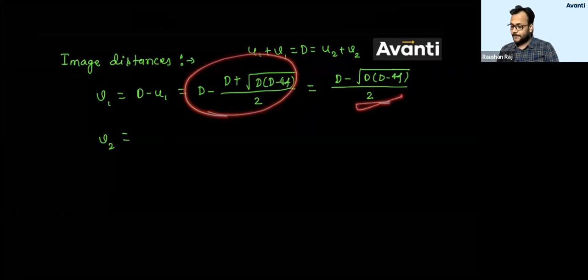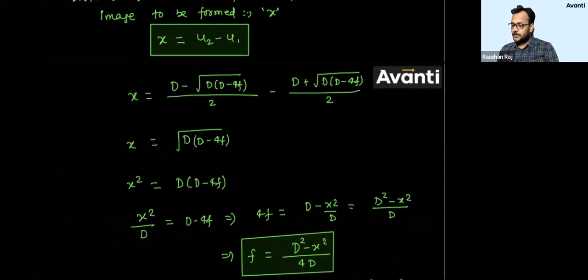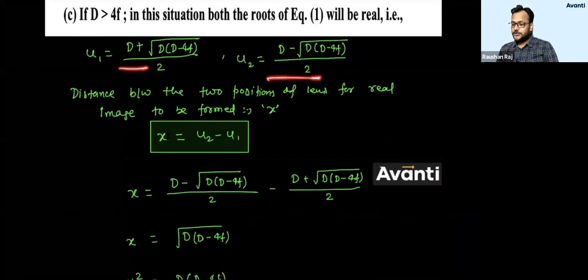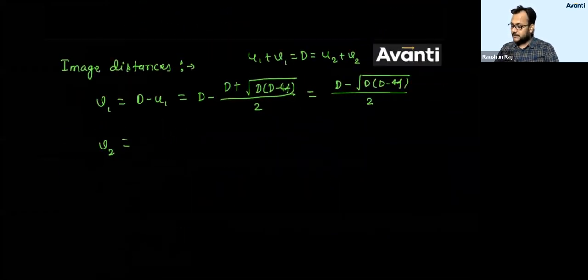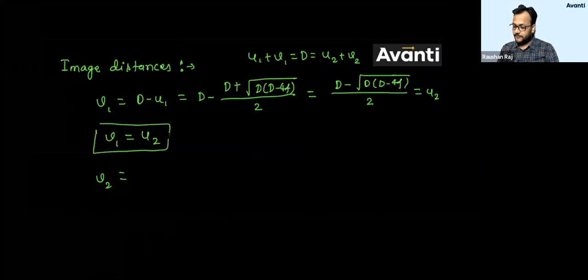What is this बच्चा? चलो फिर से आते हैं. तो u1 ये है, u2. So d plus square root of d into d minus 4f, by 2, is u1. d minus square root of d into d minus 4f, by 2, is u2. So I can simply write, this is nothing but u2. So पहला relation मुझे क्या मिला बच्चा? v1 will be equal to u2. बहुत ही important form है. This will make your life simpler while solving questions related to the displacement method.